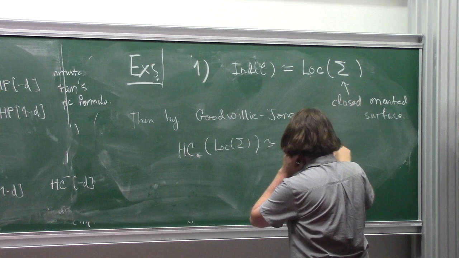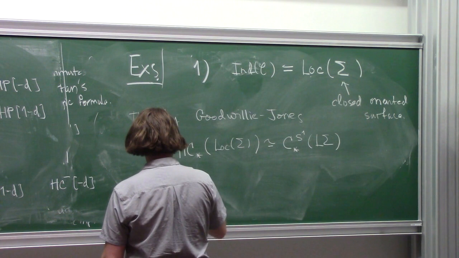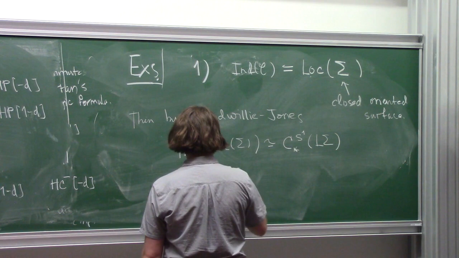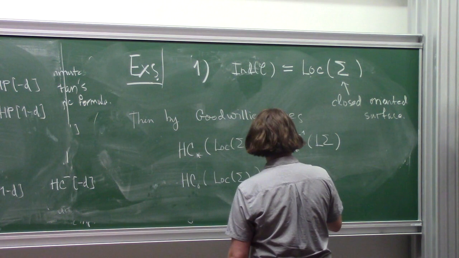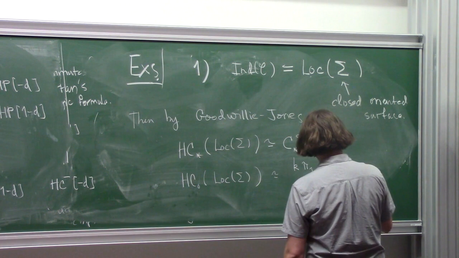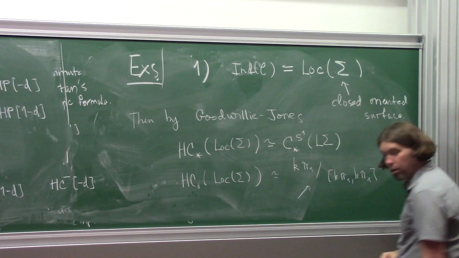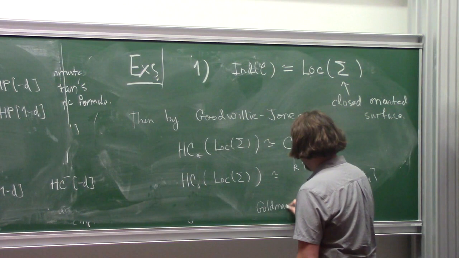So in particular, HC0 of local systems turns out to be the group algebra modulo commutators. And this thing has a so-called Goldman bracket. So these are linear combinations of free homotopy classes of loops. Goldman bracket.